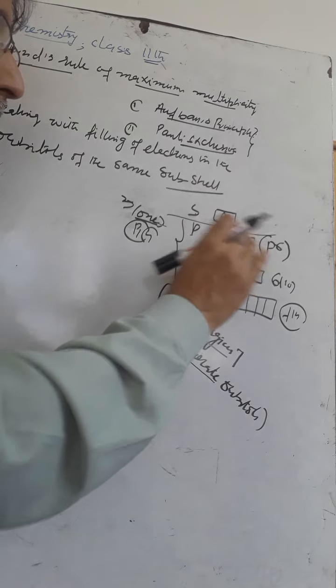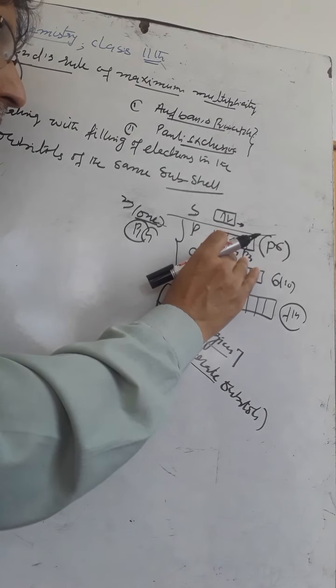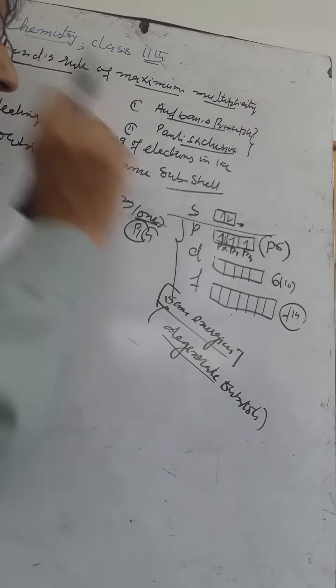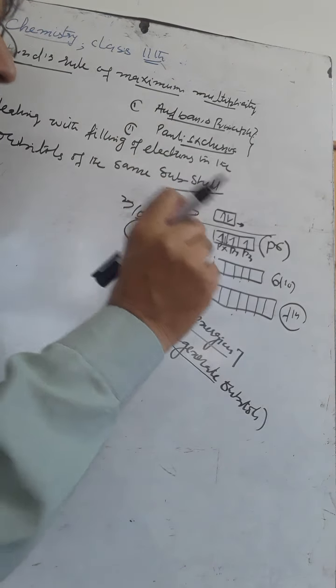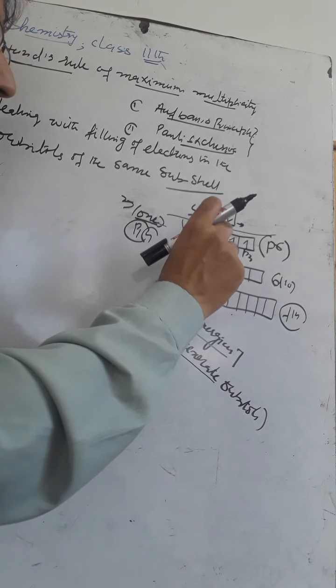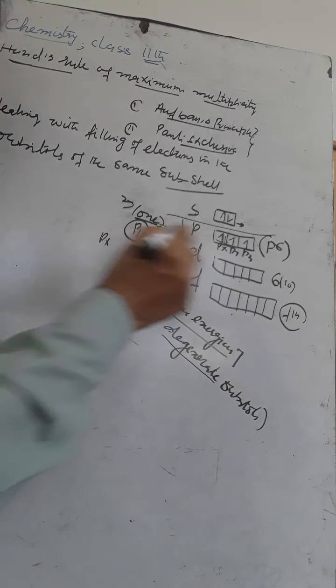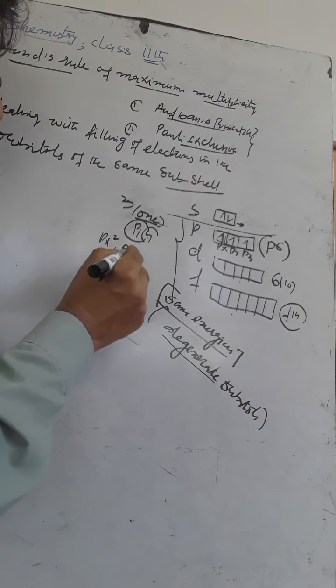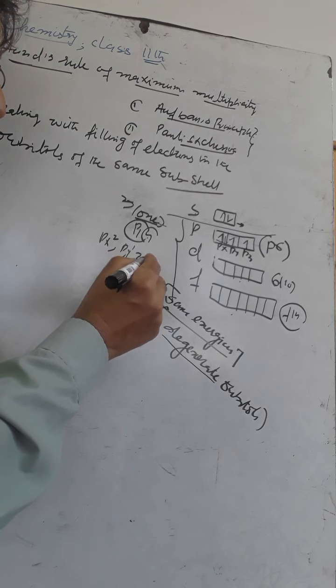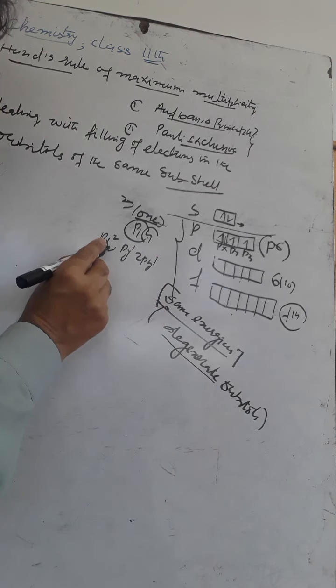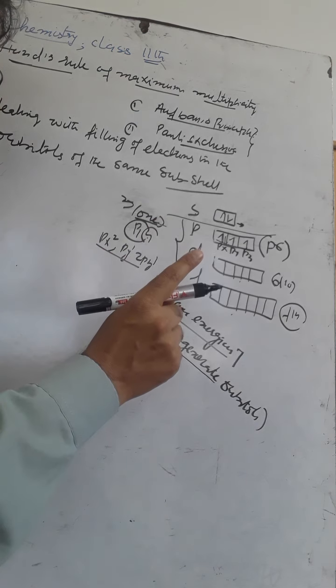no electron pairing takes place in the orbitals of the same subshell until each orbital can get one electron. That is, when we have four electrons, it is px2 with py1 and pz1. The electron pairing takes place only when each orbital gets one electron, isn't it?